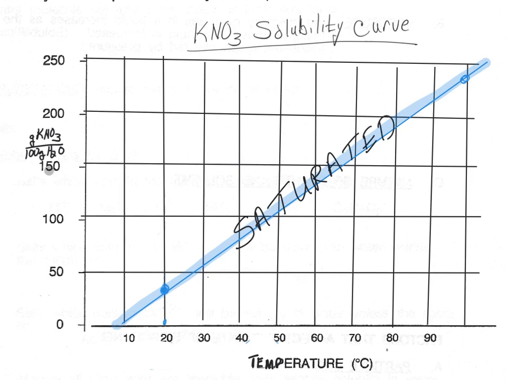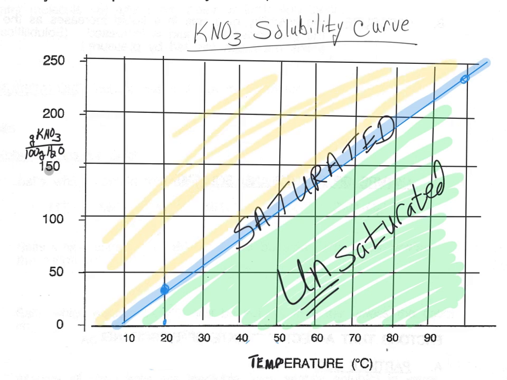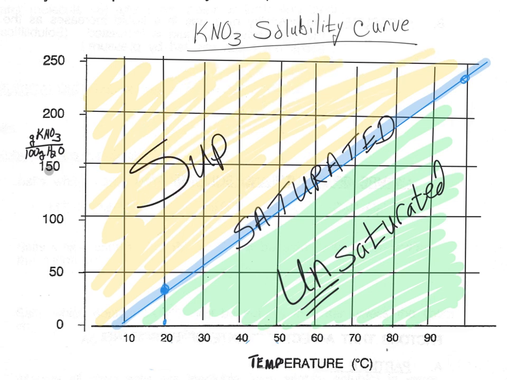What kind of solution is it? Well, that depends on whether it is above or below the line of saturation. If it's below the line of saturation, that means it has less than the maximum amount that can dissolve at that temperature, and it is unsaturated. On the other hand, if it has more than the maximum, which we see above the line, we will find that that solution is supersaturated.